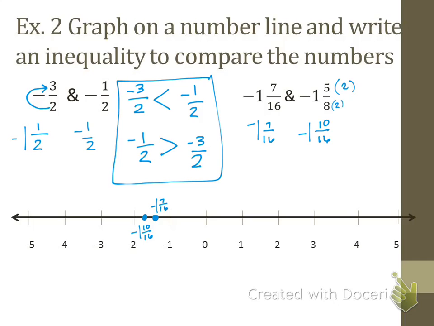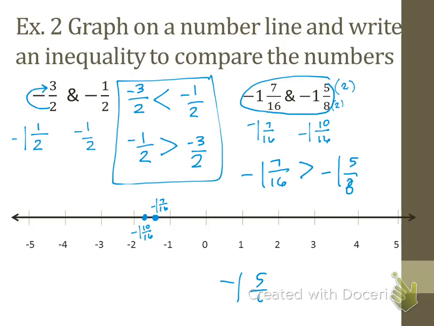And remember, you want to write your inequality using the original numbers. We've changed them with the denominator so it's easier for us to tell what they are, but still when we write our answers, we need to write them with the original problem. So we're going to say -1 and 7/16 is greater than -1 and 5/8. And then we have -1 and 5/8 is less than -1 and 7/16. These would be our two inequalities there.